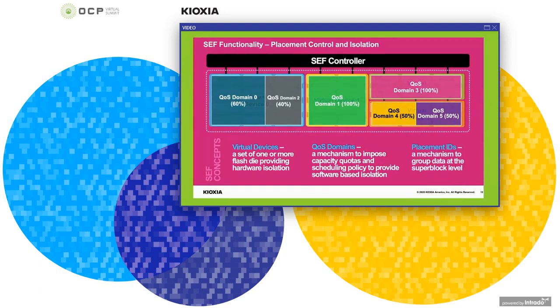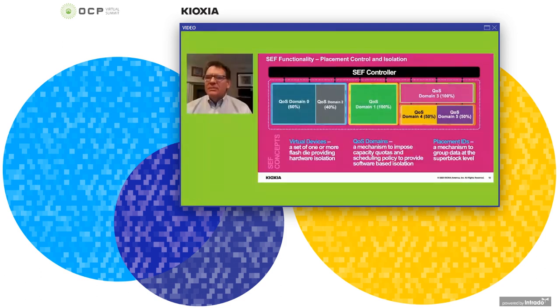The final concept is that of a placement ID. When you define a QoS domain, you get to specify how many placement IDs will be supported by that QoS domain. And the SEF controller guarantees that data written to different placement IDs will never end up in the same superblock within a QoS domain. And so this concept allows us to provide placement control down to the superblock within QoS domains that are shared within virtual devices.